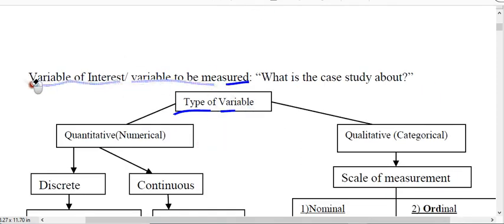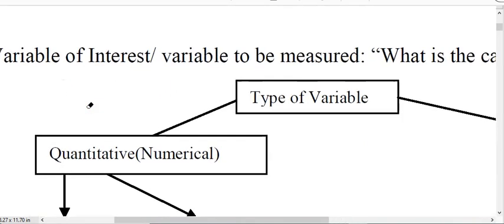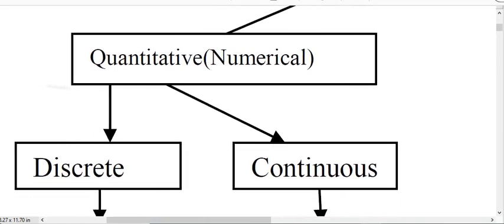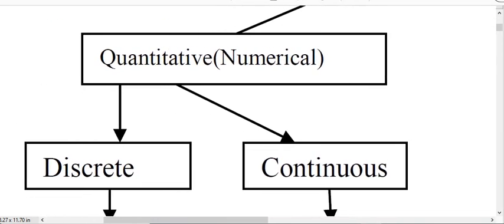Now, there are two types of variables. The first one will be quantitative. Quantitative is the numerical side. Here in quantitative, you have two: one is discrete, another one is continuous.